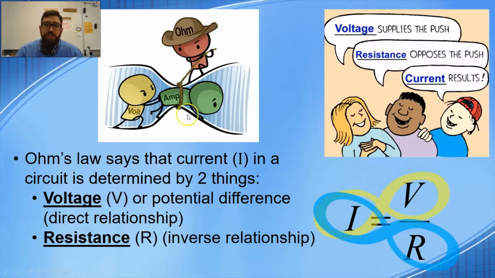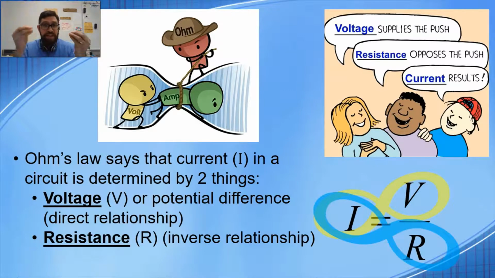This picture on the top left might be kind of funny looking, but volts, that's voltage. Ohms is the unit for resistance, that's our resistance. And then amps is the unit for current. And these kids over here are saying what this picture is saying. Voltage supplies the push. So voltage is directly related to a current. Voltage is the reason why current happens. It's the reason why current flows.